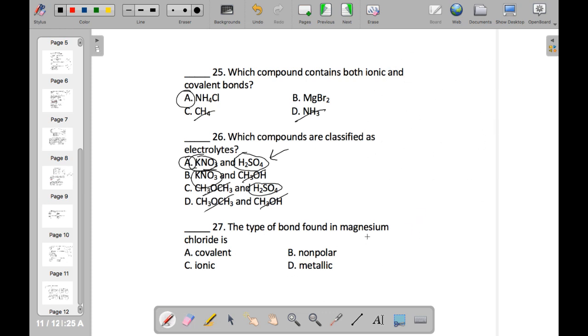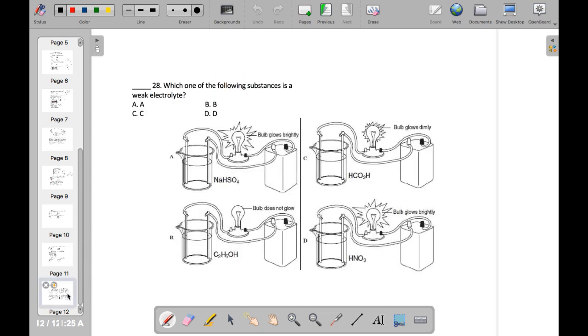The type of bond found in magnesium chloride. Another softball across the plate. Ionic. Which one of the following substances is a weak electrolyte? Well, here's the thing. We could go down here and see what these are, but it doesn't really matter. It doesn't matter if you know anything about these at all.